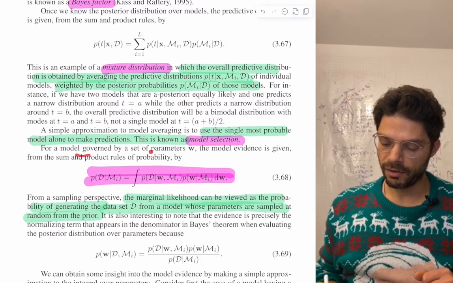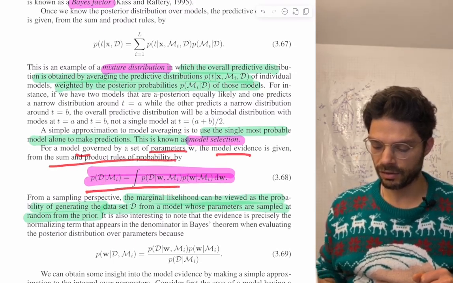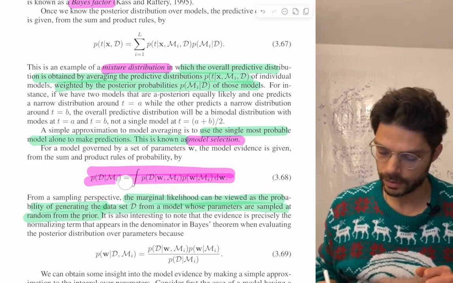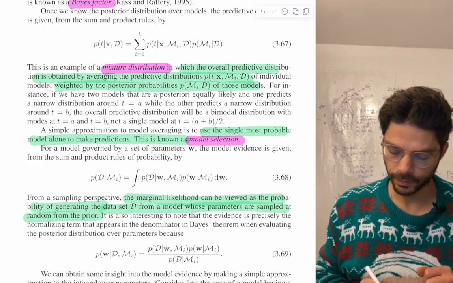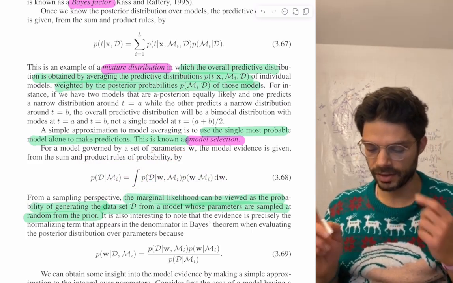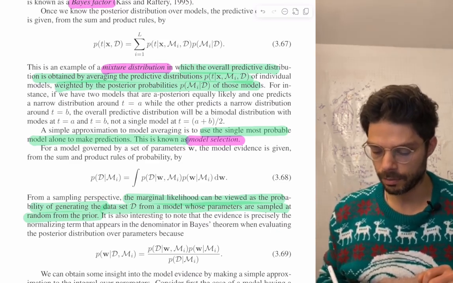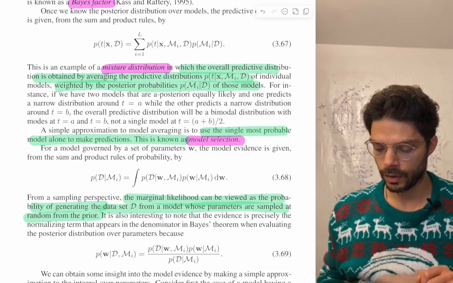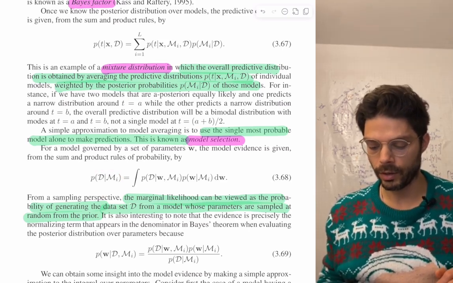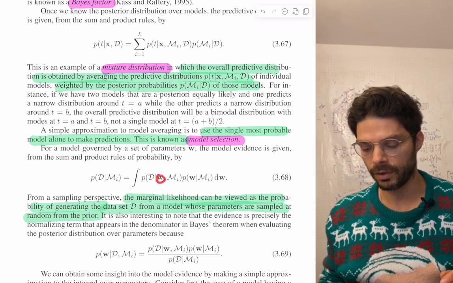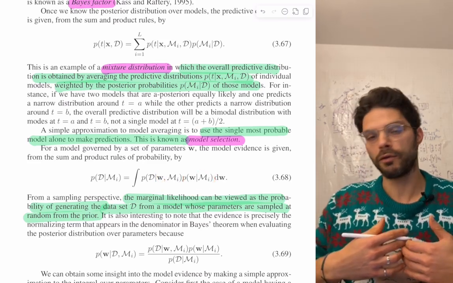For a model governed by a set of parameters W, the model evidence is given from the sum and product rules of probability by this. So this is actually pretty cool. Let me erase some of this so you can see it more clearly. So what are we looking at? We're looking at the probability of the data given a model. The model has these parameters W, so we're computing the probability of the data given one set of parameters, and then we're averaging that over the entire space of parameters.